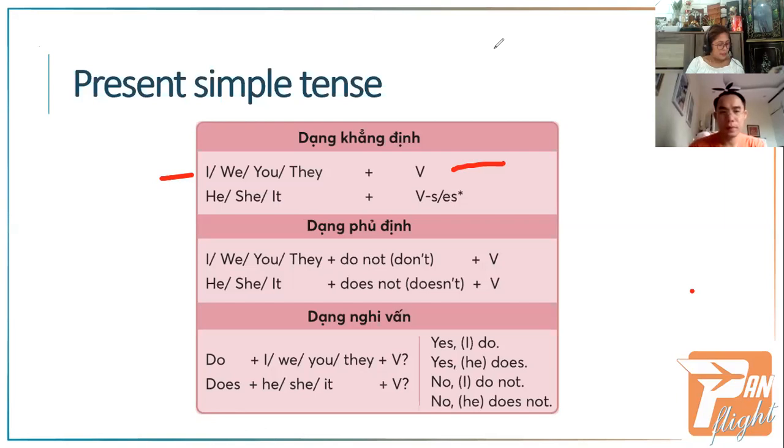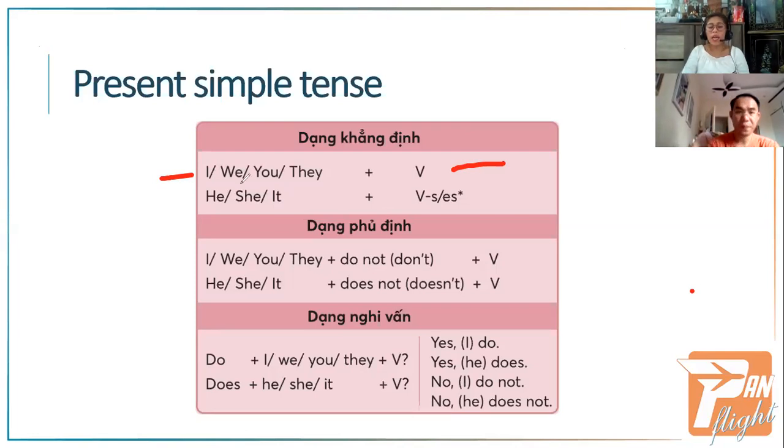Okay, here. So we have here the present simple sentence. Let's continue here. So when I, we, you, and they are already plural, of course, when you use this word, it should always be plural. And he, she, and it is singular. I will just give one example for each, only one.